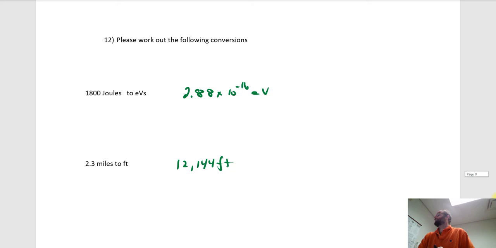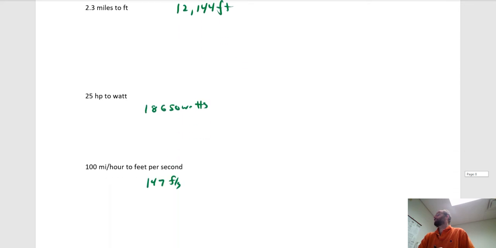Okay, unit conversions. You don't need to memorize any unit conversions. Any unit conversions you need will be supplied to you on the final exam. Here's the values I got.